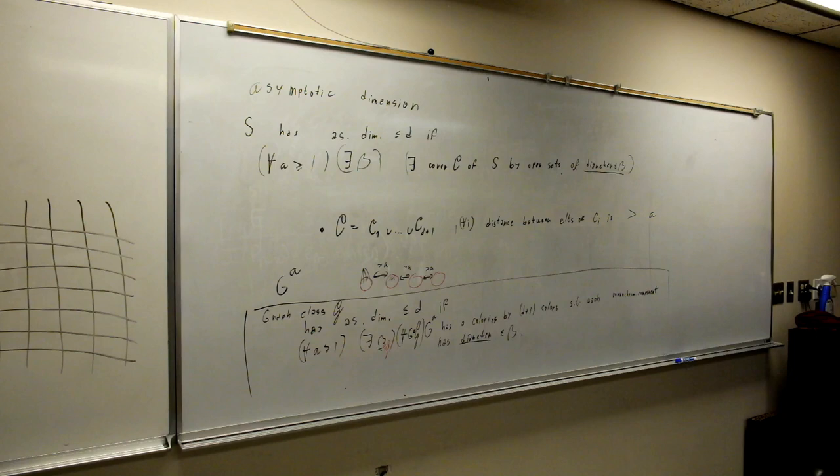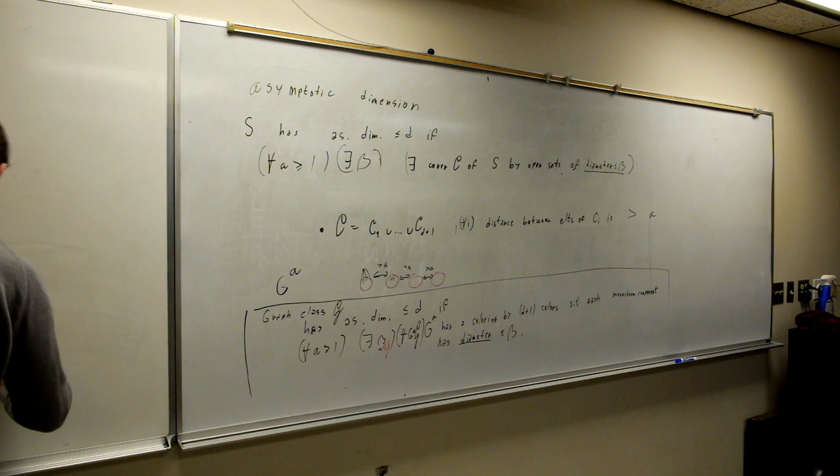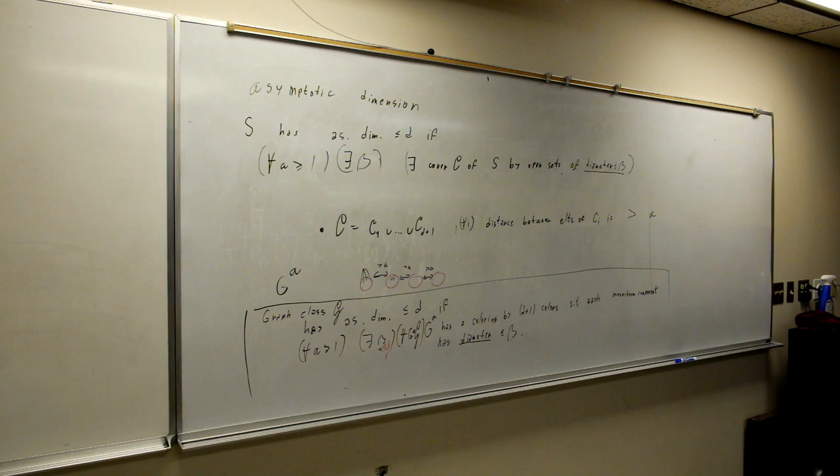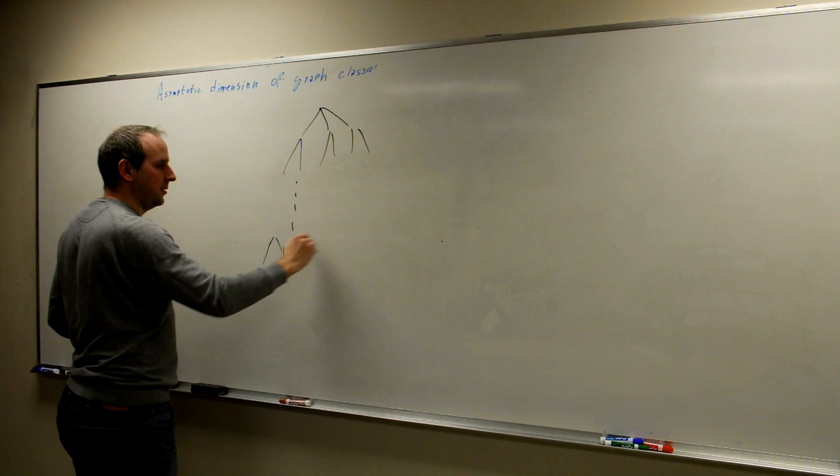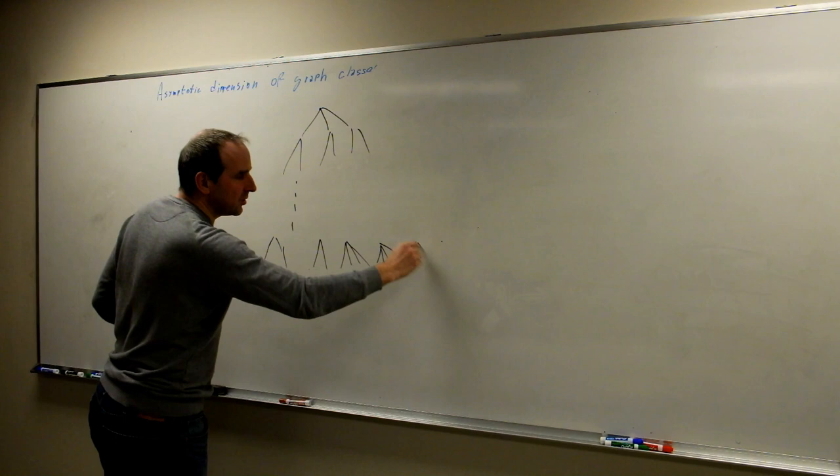Okay, so let's see what we can say about the dimension of some simple thing. So what is the dimension of trees? So I have my tree. And I claim that all trees have asymptotic dimension 1.